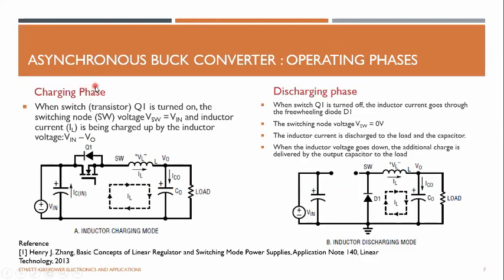Right. Now we have these two operating modes. The first one is the charging phase of the inductor. The other one is the discharging phase of the inductor. In the charging phase, when the transistor Q1 is turned on, it is just short circuiting its terminals, so it's acting like a piece of wire. Now you can see the battery current can go through this inductor, and some part of the current can go through the capacitor, and other current can go through the load and circulate back here, right? So this is the charging phase.